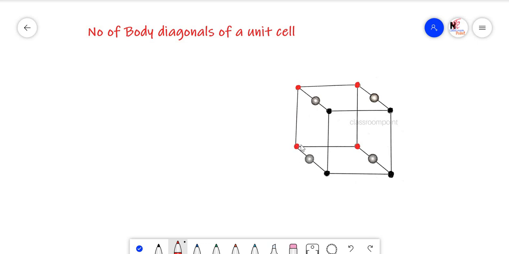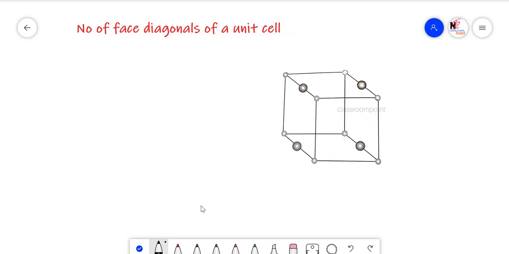Now I am connecting this red atom with the black atom. So this is called the body diagonal. This is the second body diagonal. Third body diagonal. And a fourth body diagonal. Therefore, number of body diagonals of a unit cell equals 4 per unit cell.